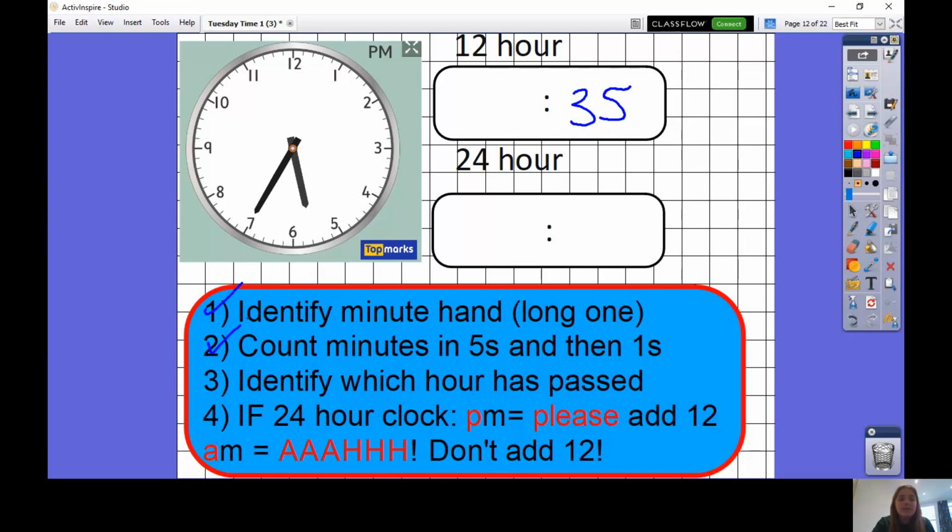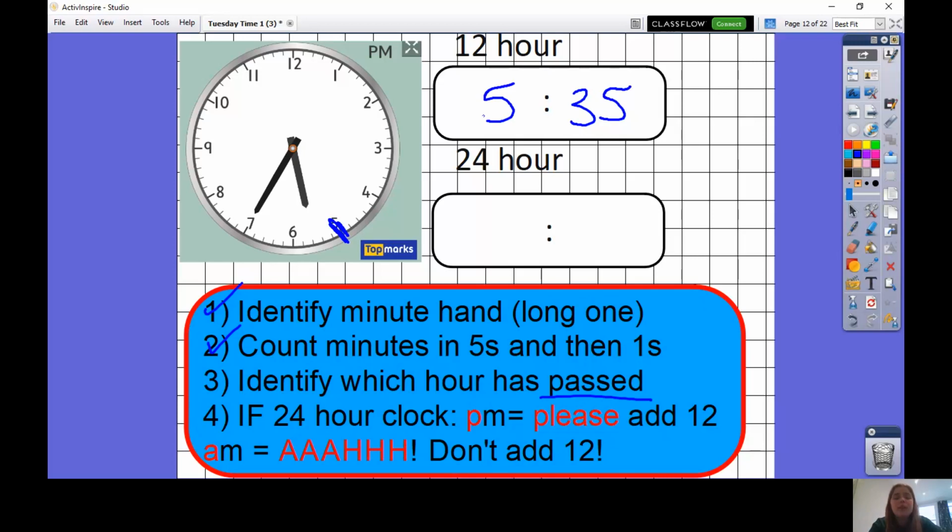Now I need to know which hour I've gone past. Remember, with digital time, you're never looking at which hour you're nearly at. You're always looking at which hour you have gone past. So here I can see I've gone past 5 o'clock earlier. I'm now, in words, 25 to 6, but in digital time, that is 5:35.